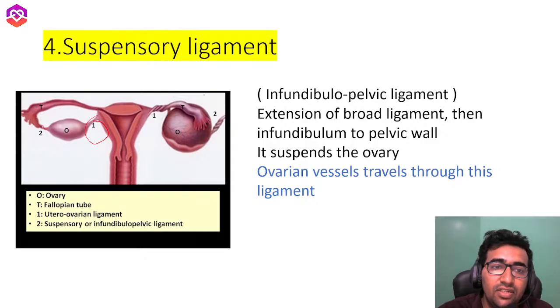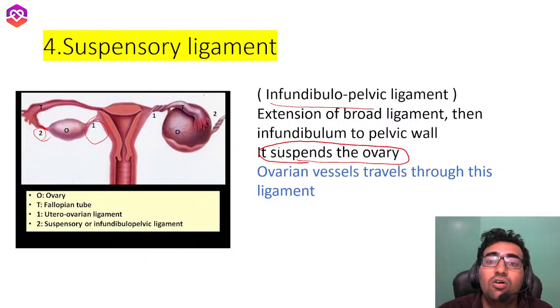Suspensory ligament is this one. This one is part 2. This is the suspensory ligament. Okay. Suspensory ligament is also called the infundibulopelvic ligament. It is an extension of broad ligament. It attaches to infundibulum, then to the pelvic wall. This pelvic wall, so that what happens is that it will suspend the ovary. Suspensory ligament will suspend the ovary.